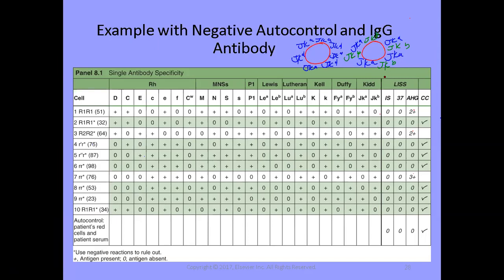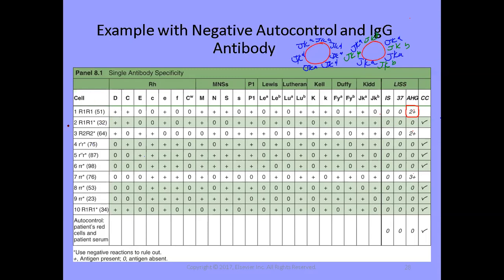So remember the rules. Here we see they wrote all the reactions. Immediate spin was all negative. 37-degree was all negative, but then at AHG, a couple of cells became positive. And what's nice is this is from our textbook, so they sort of helped us out as to which cells we could use for the elimination method. Remember, I can't use cell 1 to help me eliminate antigens on that cell because my patient reacted with this cell, 2+. So I can't use this one. It had a positive reaction. And so basically, if there was a positive reaction at any phase of testing, I can't use that cell.